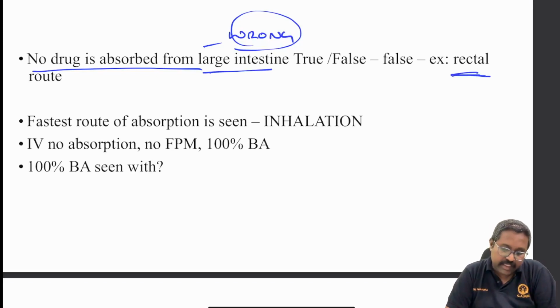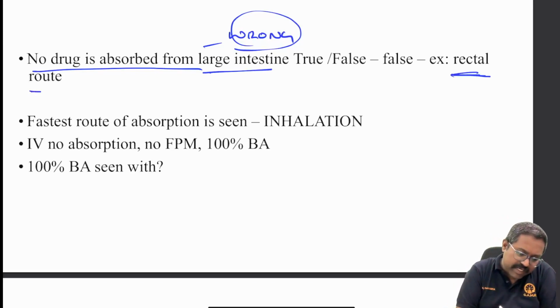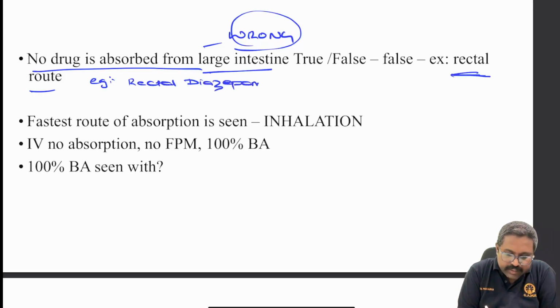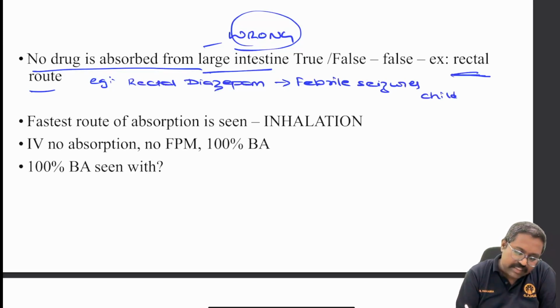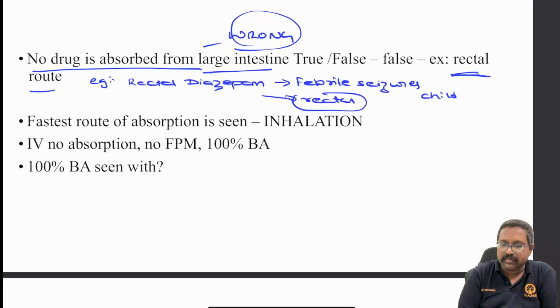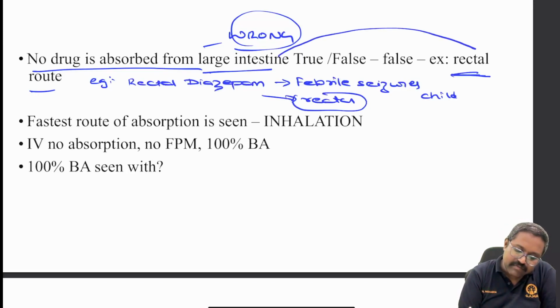Rectal diazepam can be given in case of febrile seizures. An example is rectal diazepam, which is given in the treatment of febrile seizures in children. So these drugs will be absorbed through the rectal route. So absorption will occur. The rectum comes under the intestine, so this statement is wrong.